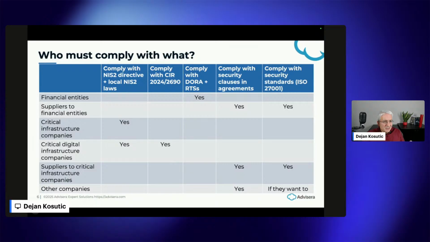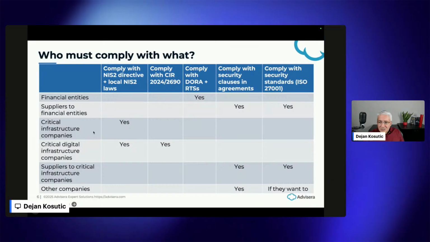There are something like 18 sectors mentioned there, so they have to be compliant with NIS2, but also with the local NIS2 laws. Why? The NIS2 directive is a top-level baseline, and then each European country publishes their own laws and regulations based on NIS2 for these critical infrastructure companies.